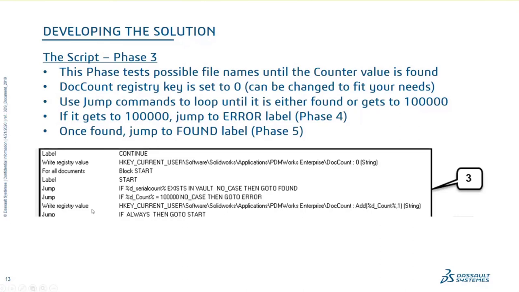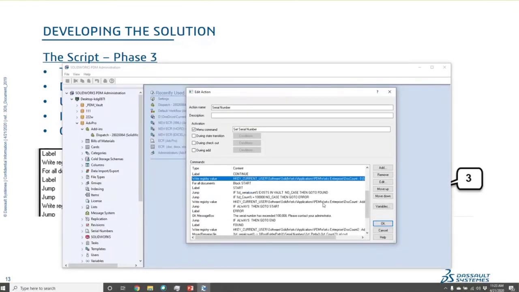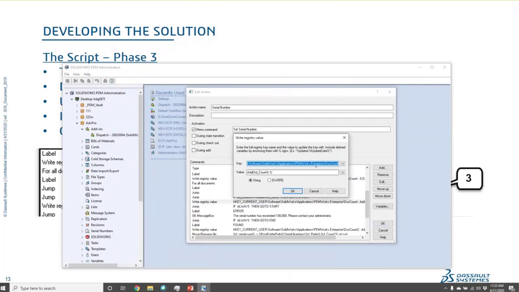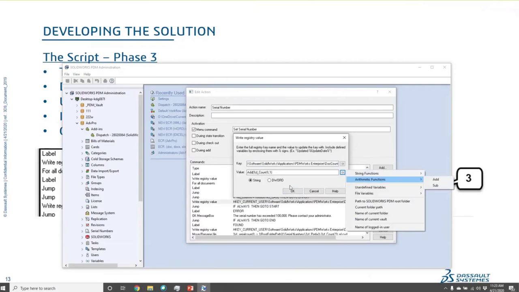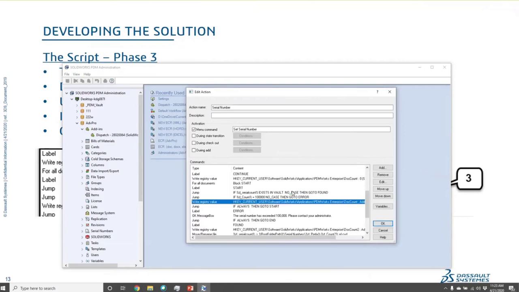And then if it is not found, then it's going to add 1 to the count. If we look at how that's set up, we're just taking that registry key. Again, do not use a variable for this. You must type it in. Then we're just using an arithmetic function that you can find here, and we're just doing add. To the current count, we're going to add 1, so that when we loop through, it's now doing what it was plus 1, and then we can loop again and again and again.